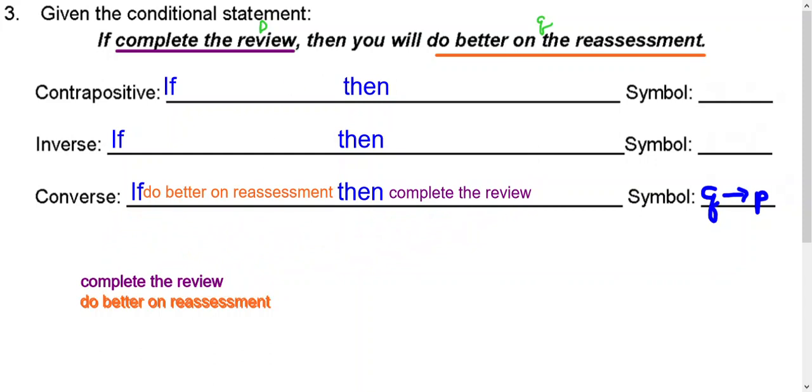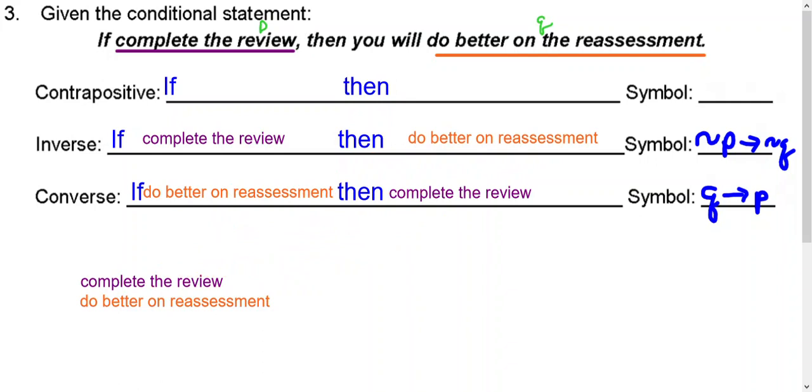Okay, let's look at the inverse. Inverse is when we negate them, so this would be not P, therefore not Q. So we want to start with our P again, completing the review, and we want to go to Q, which is do better on the assessments, but we are negating them. So this would be if you don't complete the review, then you won't do better on the assessment. Negating them. If they are positive, make them negative. If they're negative, make them positive.